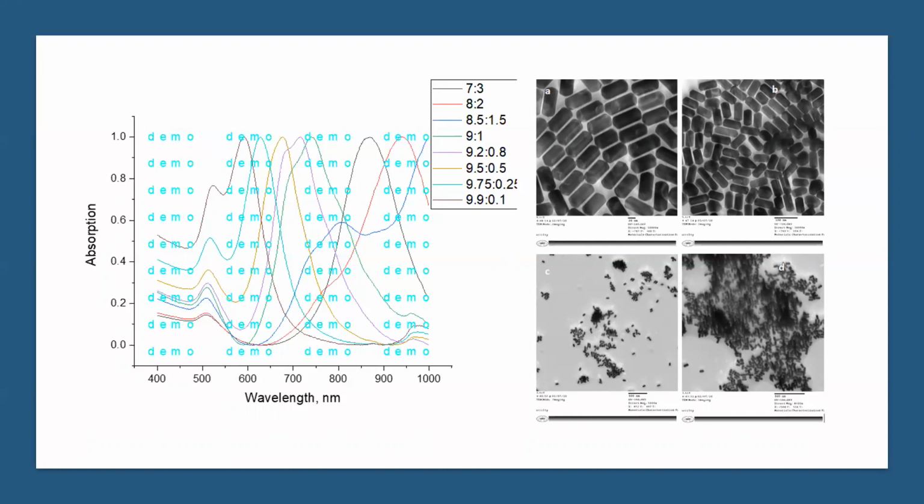And in this experiment, as you can see, we vary the ratio of the seeds and the CTAB used. For example, on the top, we added 7 milliliters of CTAB and 3 milliliters of the seeds. Down there is 8 milliliters of CTAB and 2 milliliters of seeds, and 8.5 CTAB, 1.5 seeds, and so on.